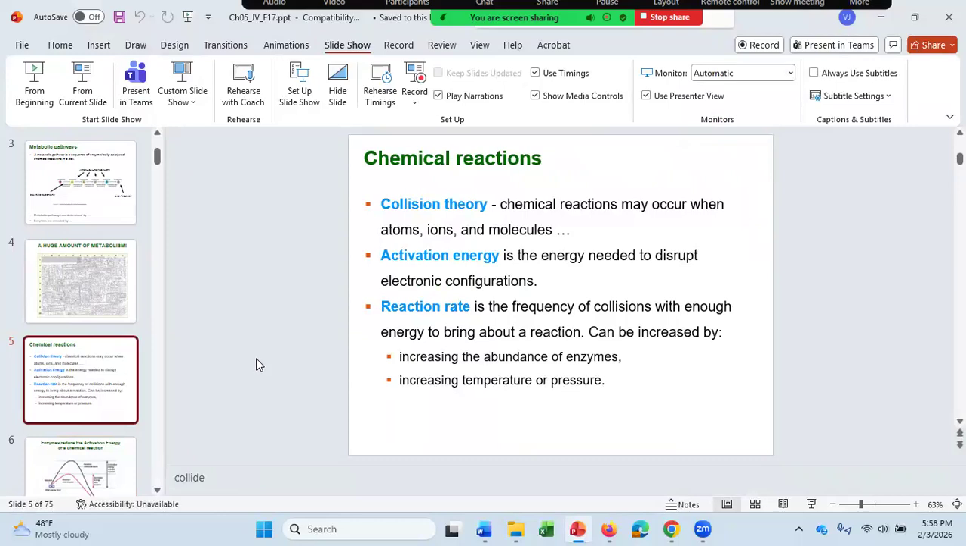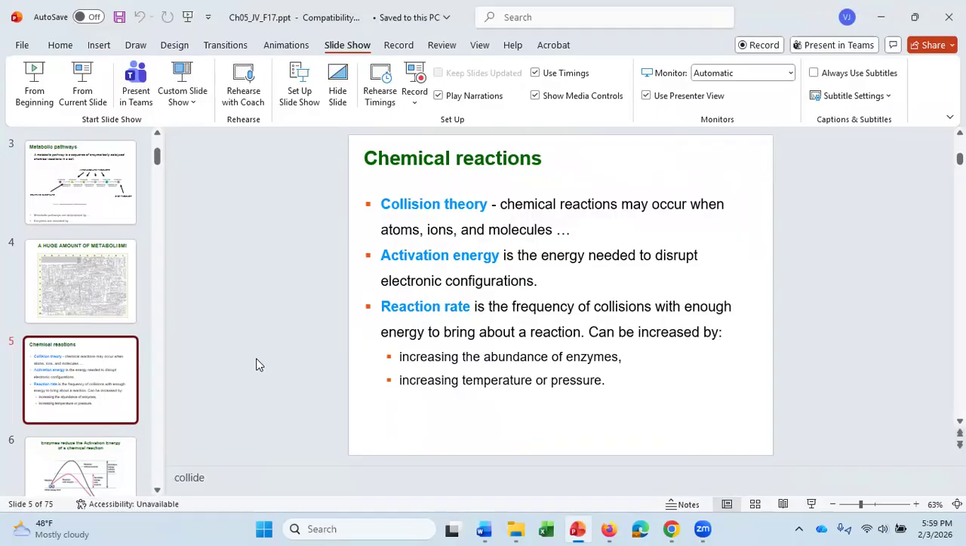All right, chemical reactions occur by the collision theory. The collision theory states that chemical reactions occur when atoms, ions, or molecules collide with each other. And the chemical reaction will happen if the atoms, ions, or molecules have enough energy in their collision to get the chemical reaction to proceed.